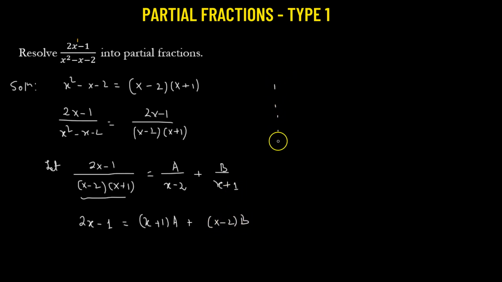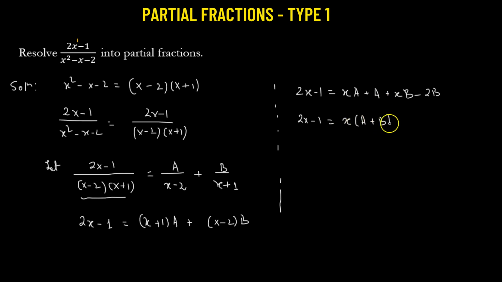So let's solve this equation. We have 2x minus 1 equals x times A plus x times B minus 2B. So 2x minus 1 will be equal to, combining the terms containing x, x multiplied by A plus B, and then combining the constant terms, A minus 2B. Now we're going to compare both sides of the equation, because we have an algebraic expression on the left hand side as well as on the right hand side.